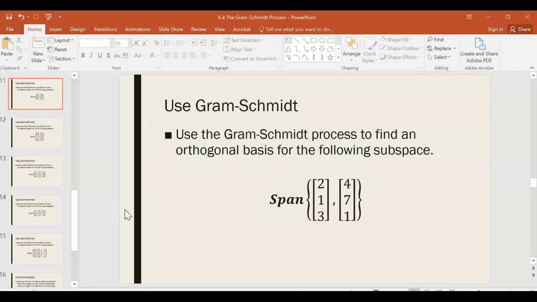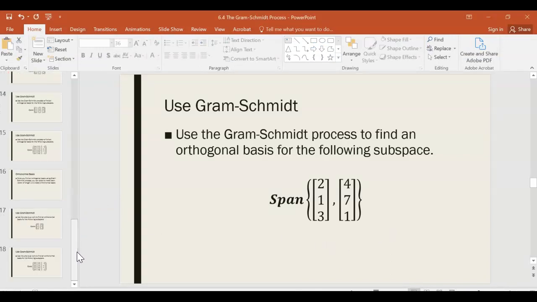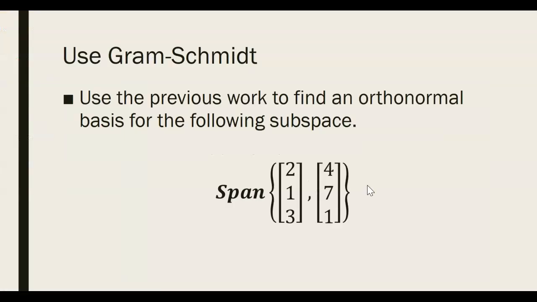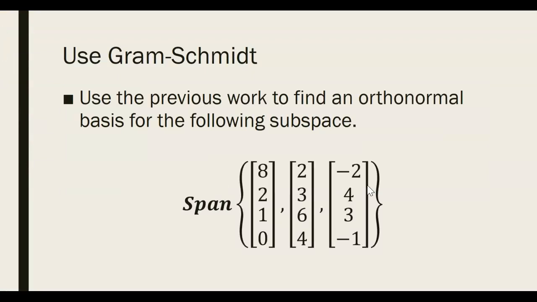Now you can do that with any set you'd like. So let's do the set we just found. We used the previous Gram-Schmidt process to find an orthogonal basis for this. I want you to go back and change that orthogonal basis into an orthonormal one. So push pause on the video, go ahead and do that. Again, these are going to be some big numbers, but that's perfectly all right.